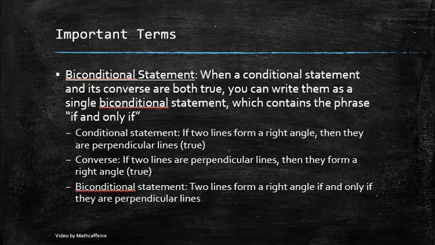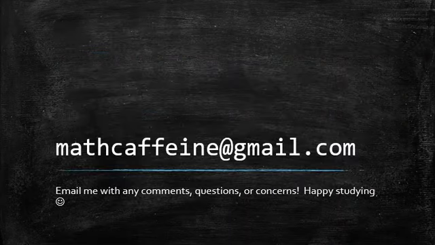Let's use an example. If two lines form a right angle, then they are perpendicular. This is true. Now let's look at its converse. If two lines are perpendicular lines, then they form a right angle. This is also true. So we can write a biconditional statement as follows. Two lines form a right angle if and only if they are perpendicular lines.